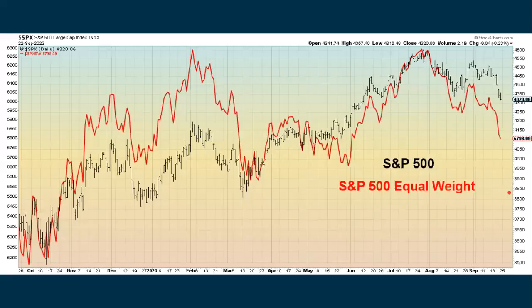We look at some indexes. We compare the S&P 500 regular index, which is weighted, with an unweighted or equal weighted version of the S&P 500. And the equal weight index is underperforming. That means the broad market is weaker, but both have been under pressure lately.